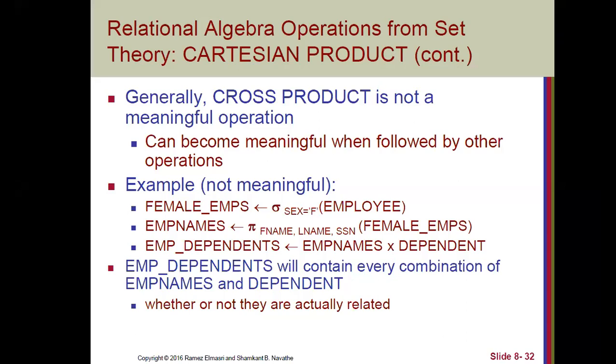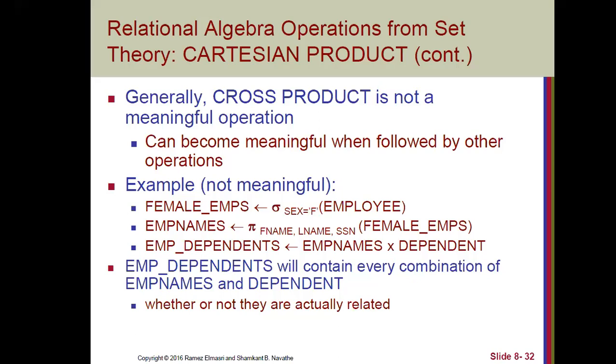For example, you can see here that in the first step we are interested in only female employees. Then we are interested in only the first name, last name and SSN values of those female employees. And in the third step, you can see employee names cross the dependents. So we want a cross product of all employees with their dependents. The employee-dependent relation will contain every combination of the employee names and dependents, whether or not they are actually related. So we also have combinations which are not relevant, but because all possibilities are being generated, all those combinations are also found.